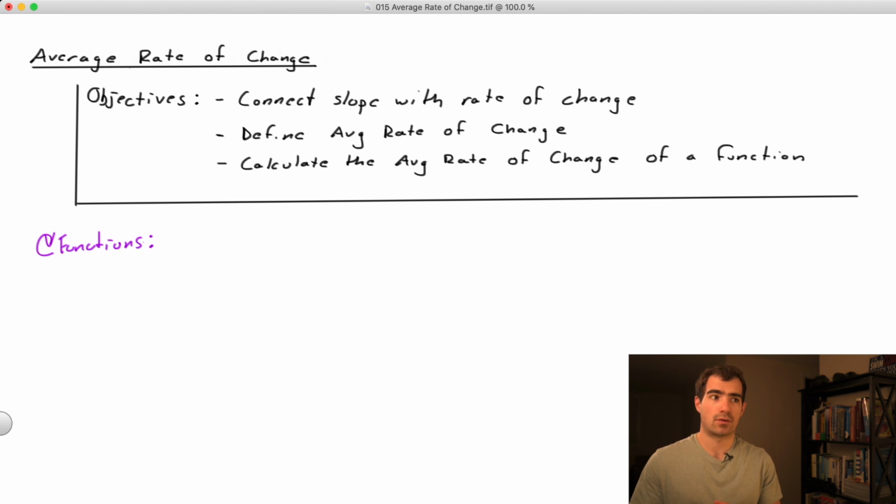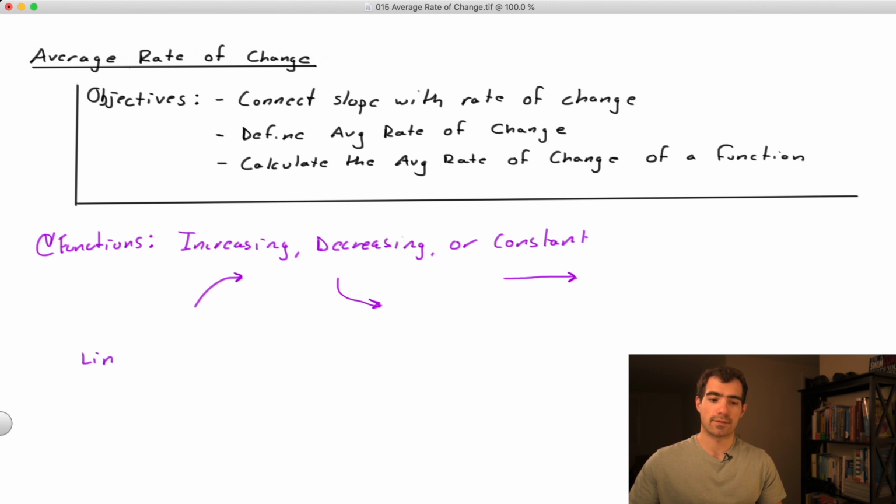We've talked about how functions can change in a general sense, right? They could be increasing, decreasing, or constant. And with linear functions in particular, we got a bit more specific. We talked about slope and how an increasing function is one that has a positive slope, a decreasing function is one that has a negative slope, and a constant function is one that has a zero slope.